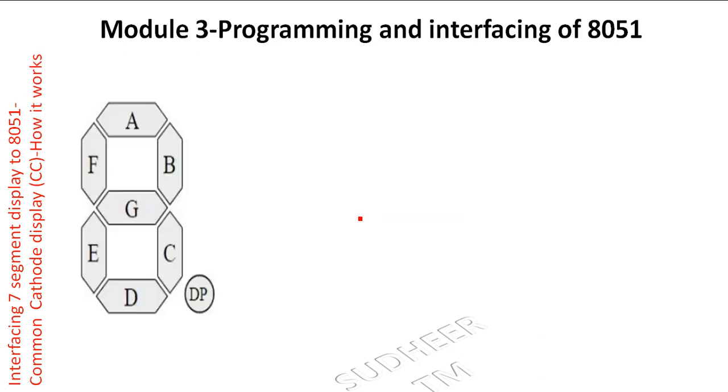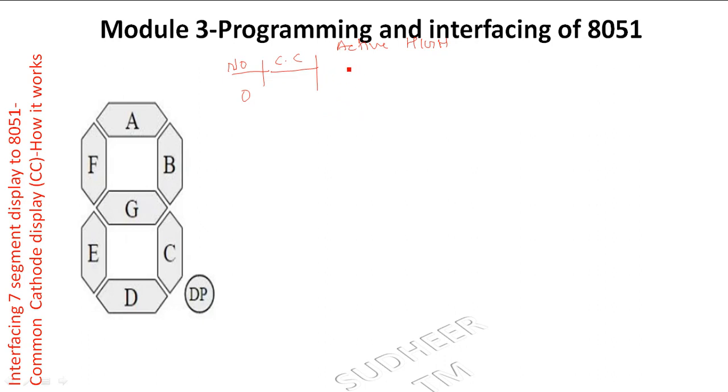Now how it works: let us see in detail how we can use the unit to show the different numbers. Say, for example, if you want to show the number 0 and your device is common cathode, so common cathode is an active high device, so we must send a logic high.